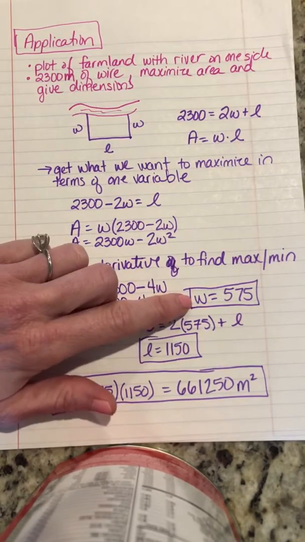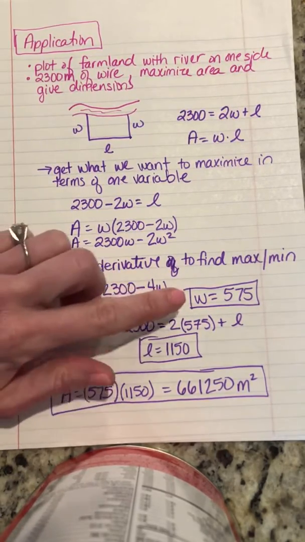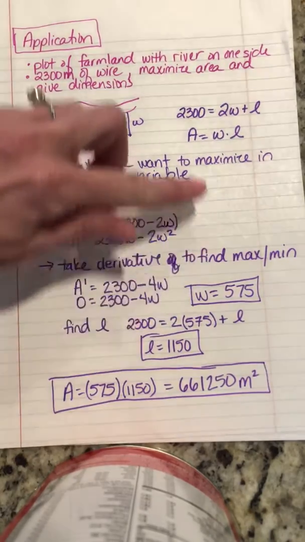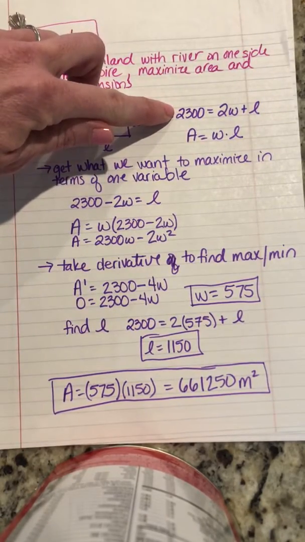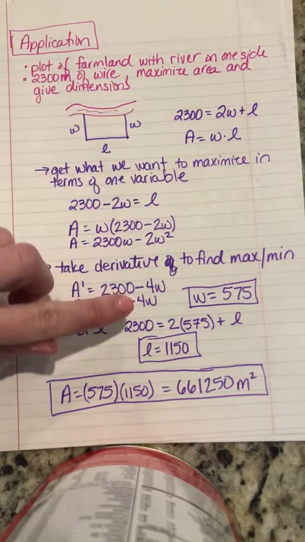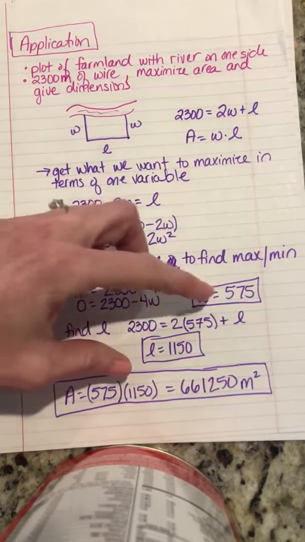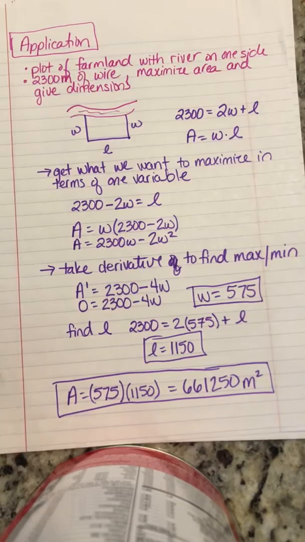W is 575. Once I find out what W is, I plug it back in up here in my perimeter to figure out that L is 1,150. Then I multiply them to get my area.